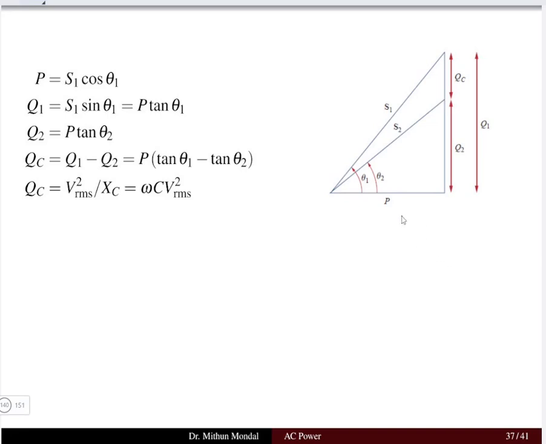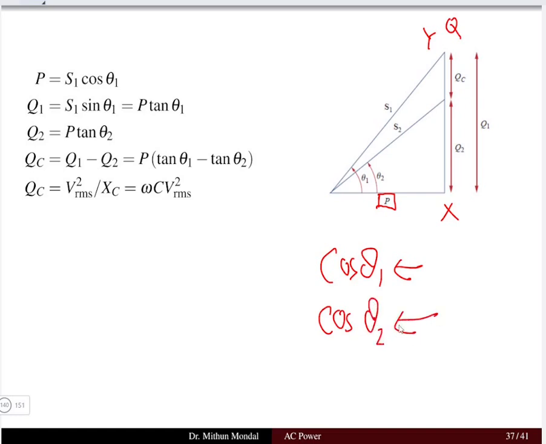Let us see. On the x-axis, or the real axis, we have the real power P. On the imaginary axis, we have the reactive power Q. Earlier the system was operating at a power factor of cos theta 1, when no capacitor was there. Now with the introduction of the capacitor, the new power factor has become cos theta 2.